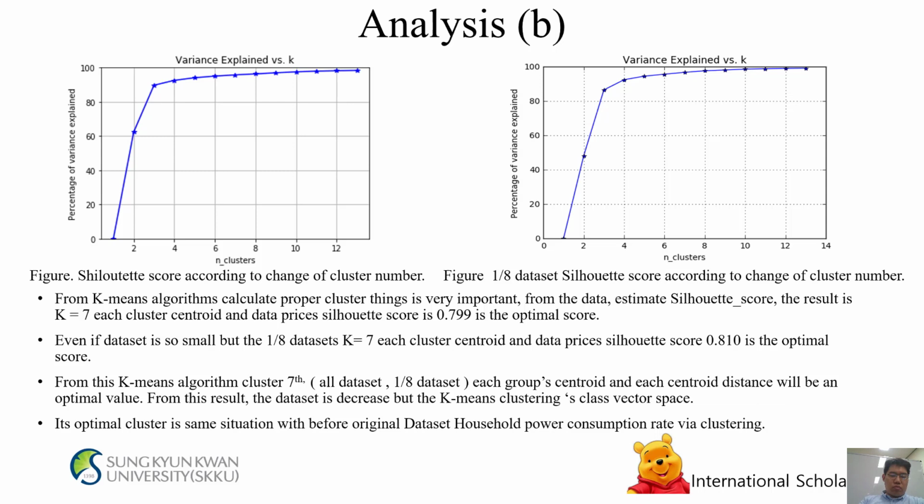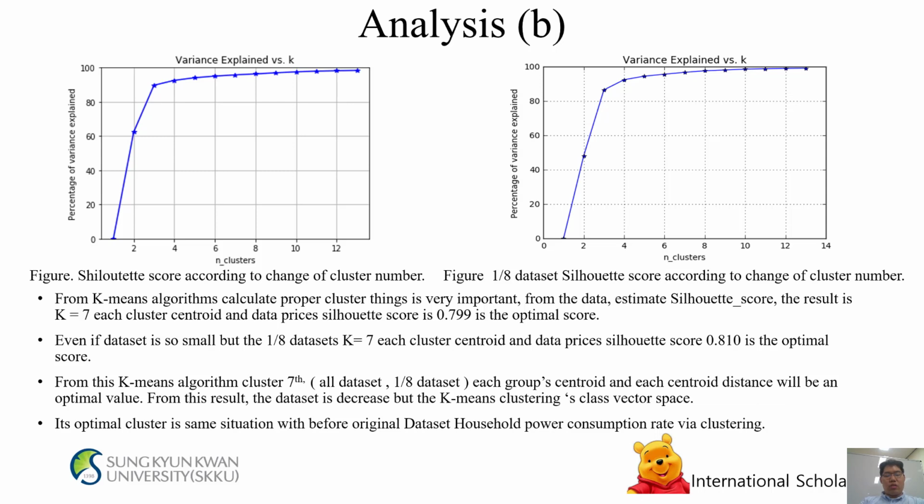From the k-means algorithm, calculating the proper cluster number is very important. From the estimated silhouette score, the result is k equals 7. Each cluster centroid and data point gives a silhouette score of 0.799, which is the optimal score. Even if the dataset is small, for the A for one dataset k equals 7, the silhouette score is 0.810, which is the optimal score. From this k-means algorithm, with cluster 7, all the datasets of A for one dataset, each cluster centroid and each centroid distance will be an optimal value.